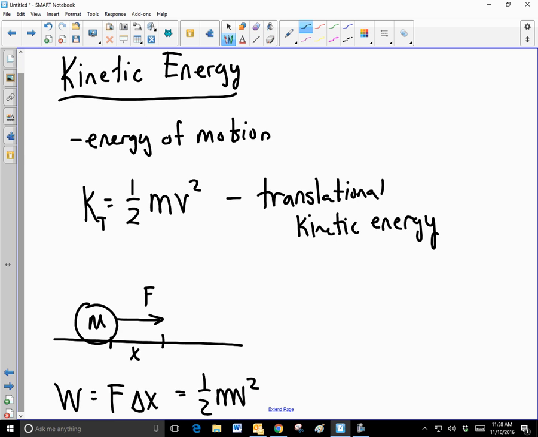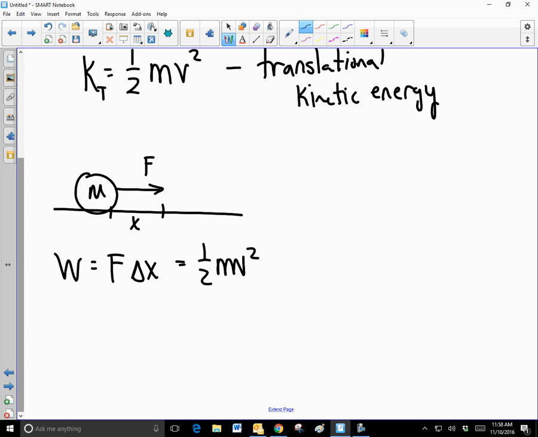And again, this has to be an external force. If a ball were rolling along the table, or a box was sliding along a table, and that box stopped, was work done on that object?